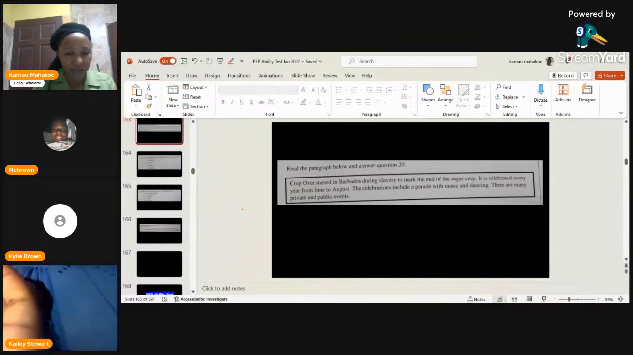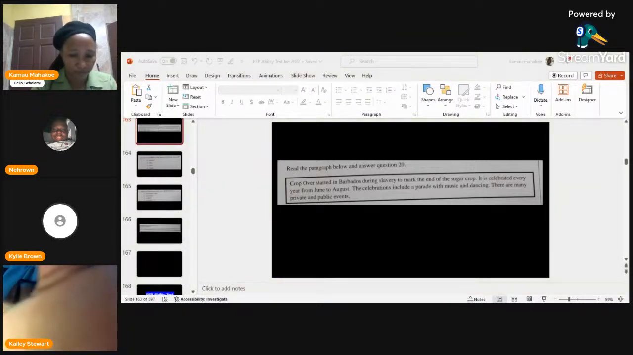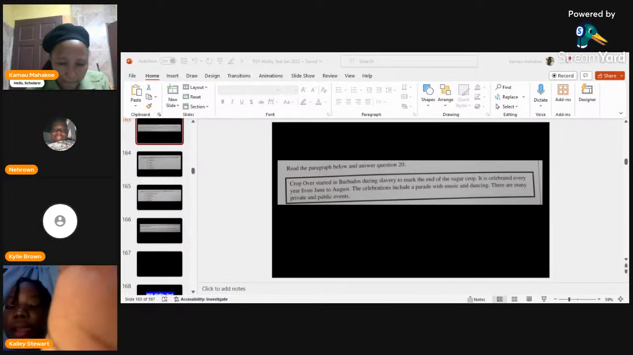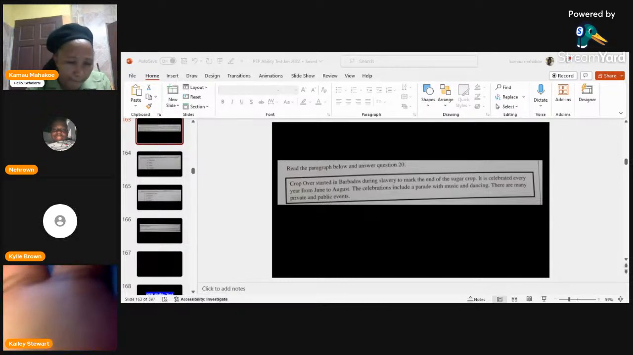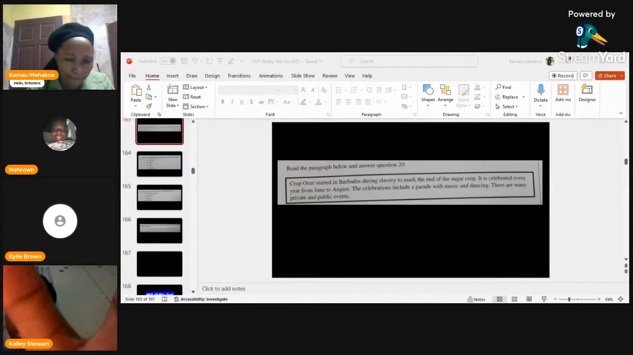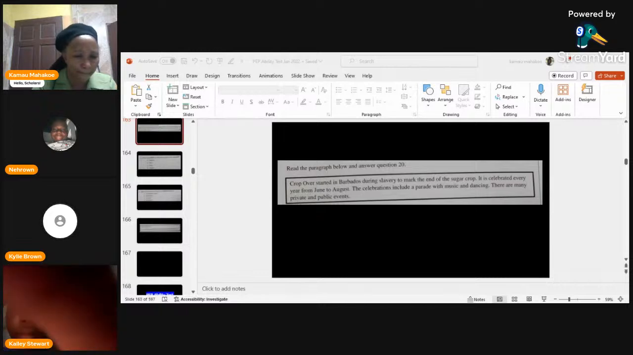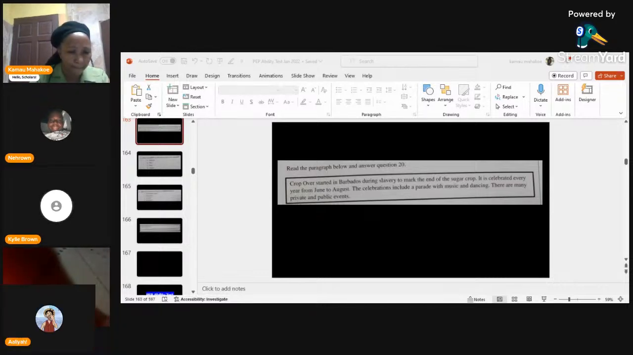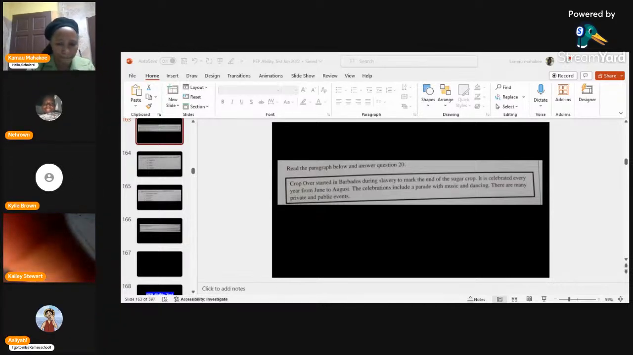Again, please. Read the paragraph below and answer question 20. Crop Over started in Barbados during slavery to mark the end of the sugar crop. It is celebrated every year from June to August. The celebration includes a parade with music and dancing. There are many private and public events.